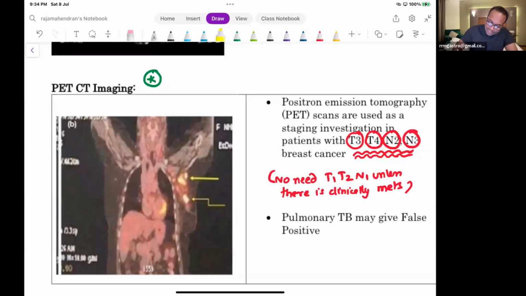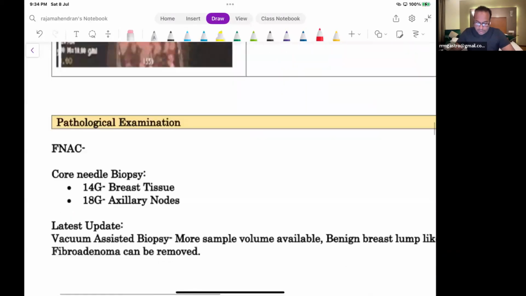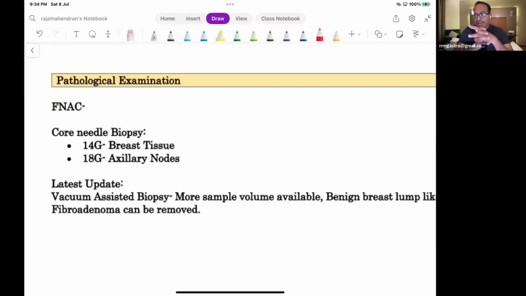Pulmonary TB may give a false positive in a PET-CT scan. In this picture, you can see the tumor in the axilla and the breast, so two places show increased activity. Okay. So now we have completed the clinical examination and radiological examination. Now we are going to the pathological examination.